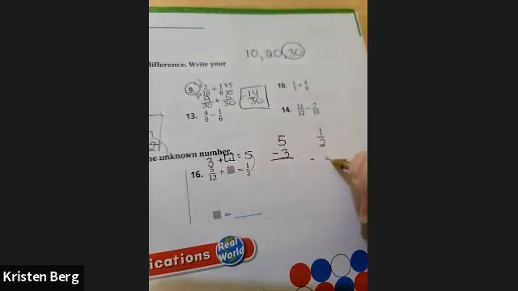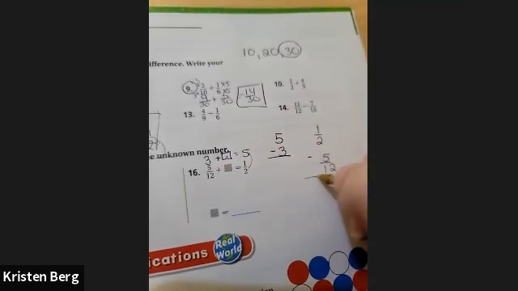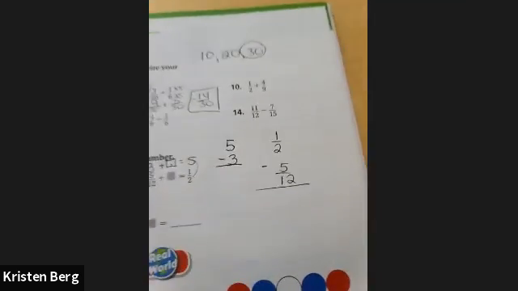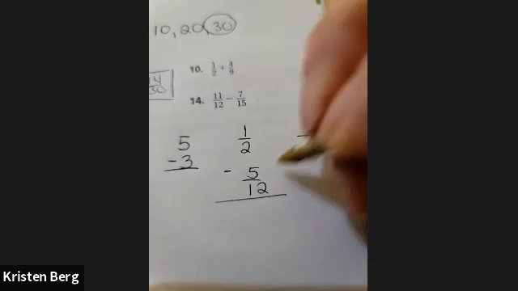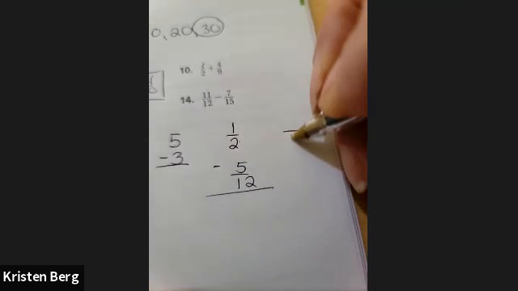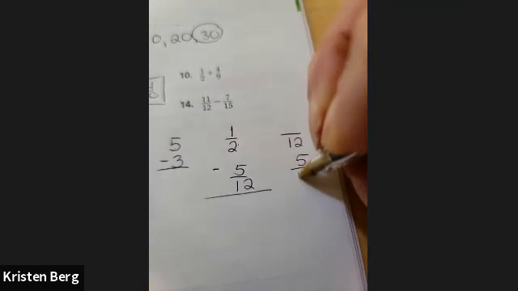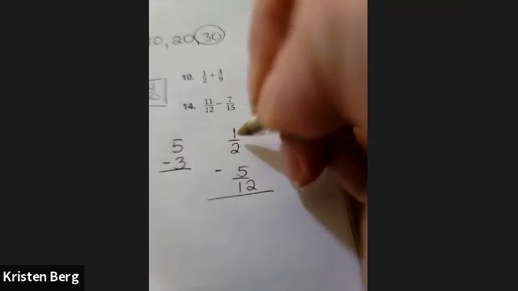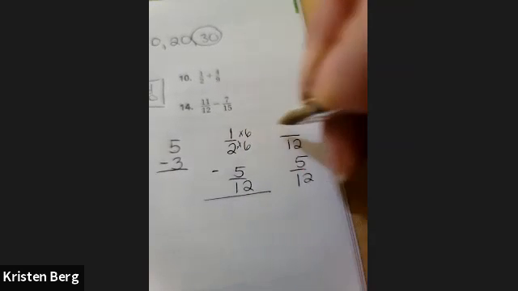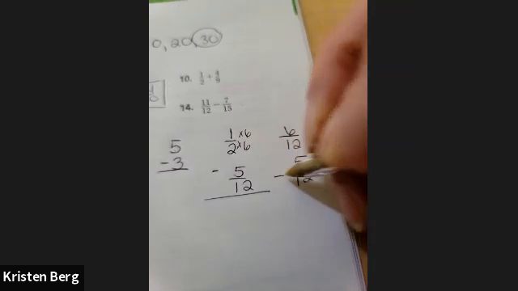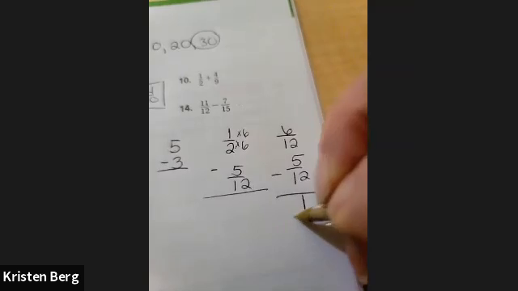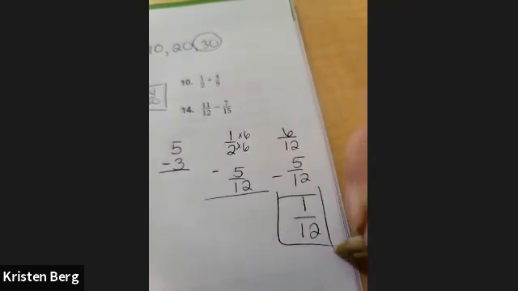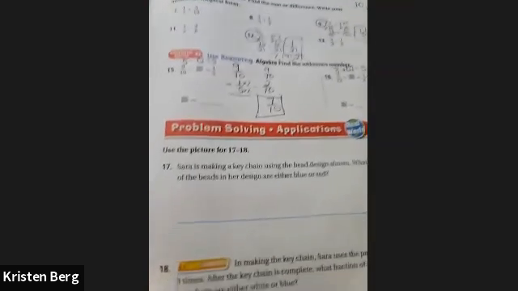minus 5/12. So I'm just substituting in numbers, so it's easier for my brain to understand what's being asked here. So you have to come up with a common denominator, which if you did that, you would have seen that you could have changed these to 12ths. So 5/12 is already in 12ths. So then this one could be times 6, so that would have been 6/12 minus 5/12. So 6 minus 5 is 1/12. Your answer is 1/12.